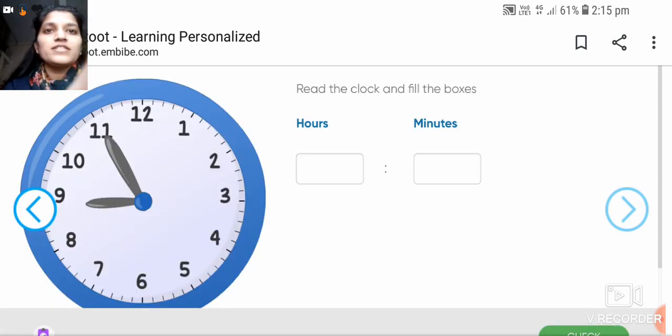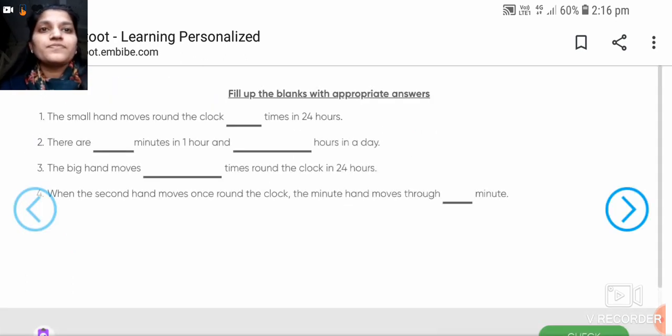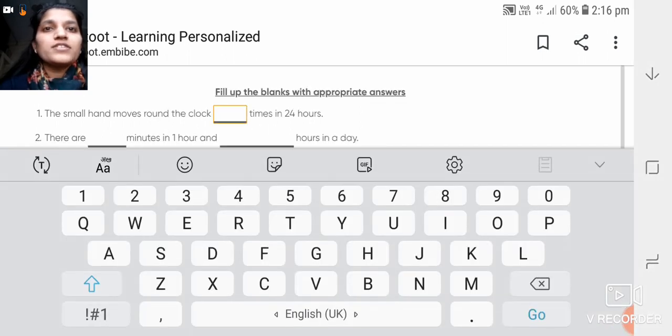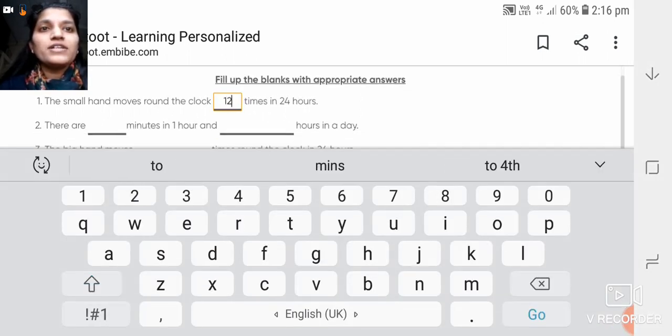Yes, so we'll see the clock. So students, here we can see that there are 60 minutes in 1 hour. 30 minutes means half past, and plus 30 minutes means 60 minutes. That makes 1 hour. So our first answer we have written is 12 times.